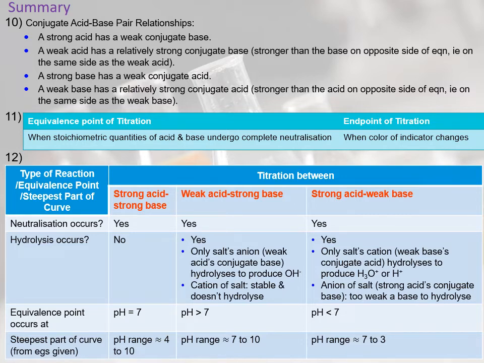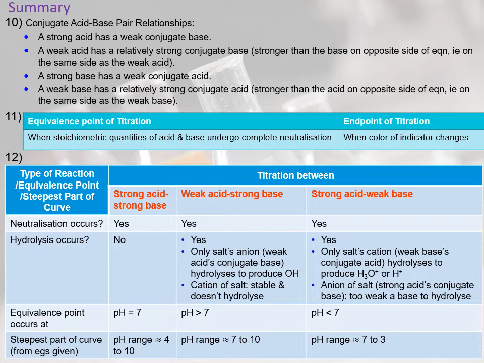The equivalence point of a titration is when stoichiometric quantities of acid and base undergo complete neutralization. The end point of a titration is when the color of the indicator changes. For a titration between a strong acid and a strong base, neutralization occurs but hydrolysis does not. The equivalence point occurs at pH equal to 7. The steepest part of the curve occurs when the pH range is between 4 and 10.